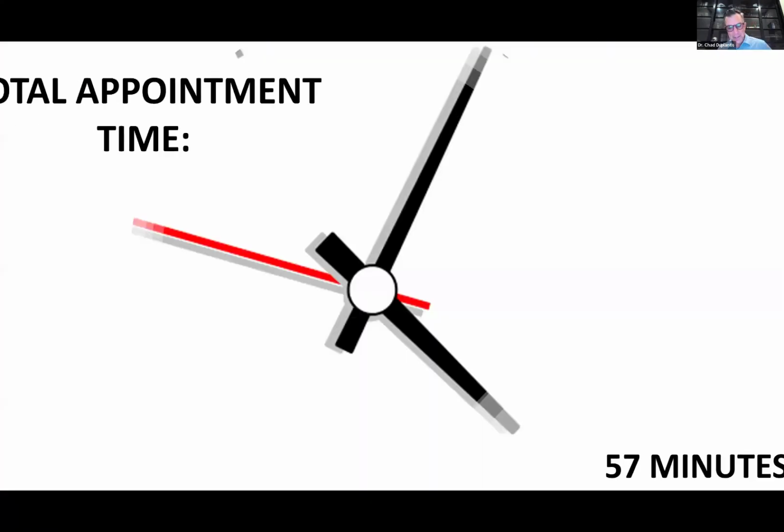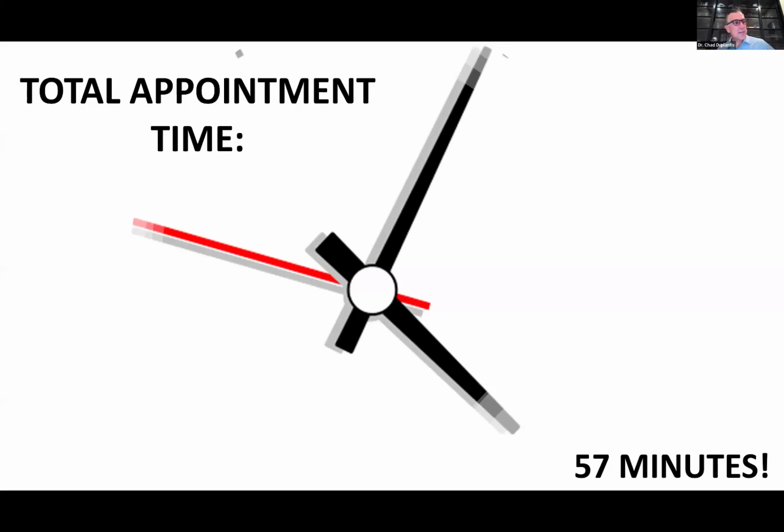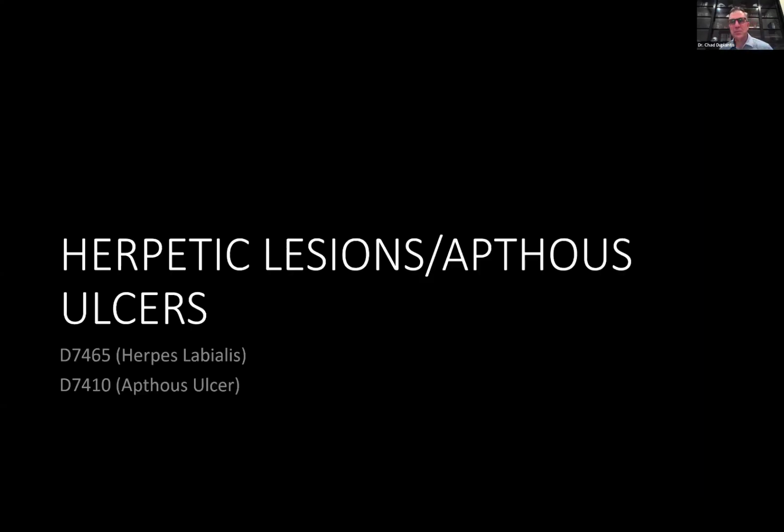And the beauty of this is that from start to finish, by utilization of the laser, we had easy cutting, we had a lot of coagulation, we had a great result, and from start to finish, this procedure took me 57 minutes. So how fantastic is that? That's a wonderful way to be able to treat your patients and especially take care of your patients.